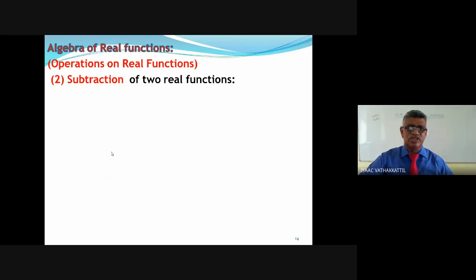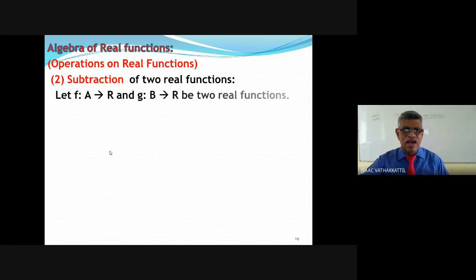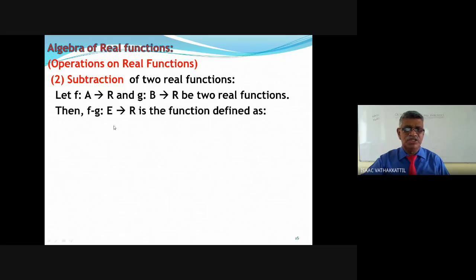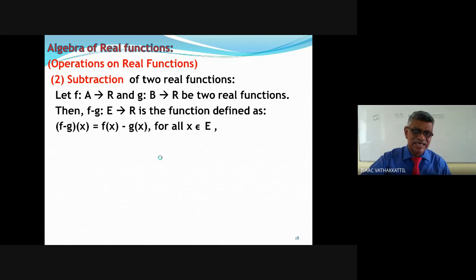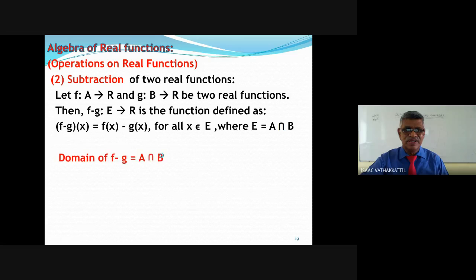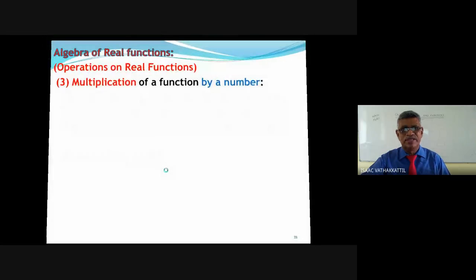We can subtract the same way. f from A to R and g from B to R, two real functions. Then f minus g is from E to R. (f minus g)(x) is f(x) minus g(x) for all x in E. Here again, E equals A intersection B. Domain of f minus g is also A intersection B.